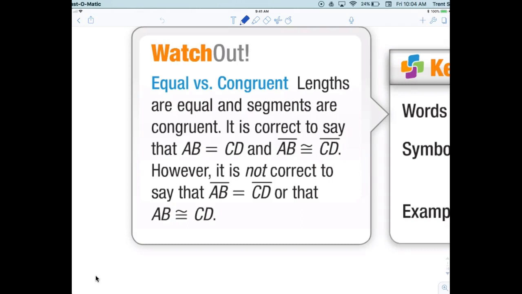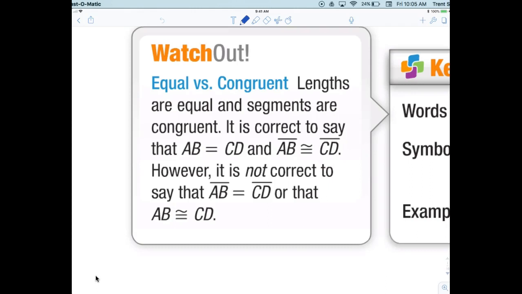Equal versus congruent. Lengths are what? Equal. Shapes are what? Congruent. We don't say that rectangle A is equal to rectangle B. We say rectangle A is congruent. So when you're looking at shapes, we use the word congruent. When we're referring to their measures, we refer to them as equal. Is everybody hearing me on this? Yes. All right.